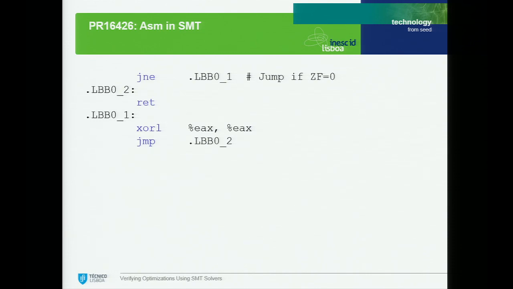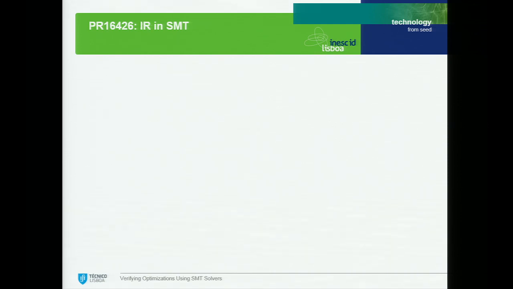And finally, we are left with this set of jumps. So basically, what it does is, if the zero flag is 0, we jump to the XOR, where we zero out EAX. Otherwise, we just return whatever is in EAX. And so we can define something like this. We have this new operator, which is if-then-else. So if the zero flag, we return whatever is in EAX. Otherwise, we return 0. Okay. So now we have the result of what the assembly code is computing, right?